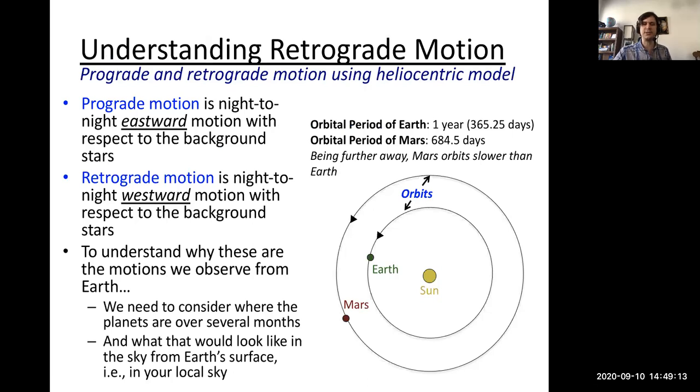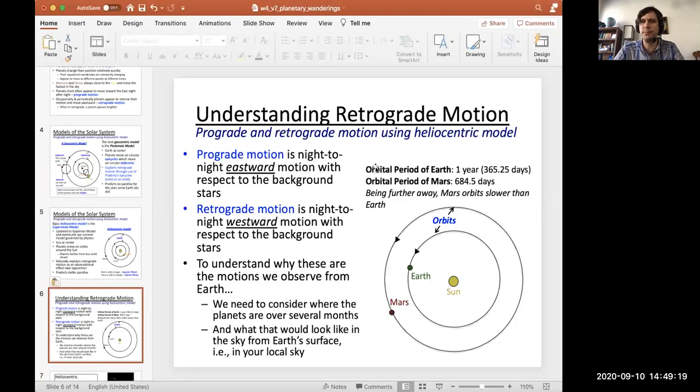All right, so understanding retrograde motion. I'm going to come back to these slides. I want to show you the two simulations of those models. So let's go with a geocentric model and see how it explains retrograde motion.